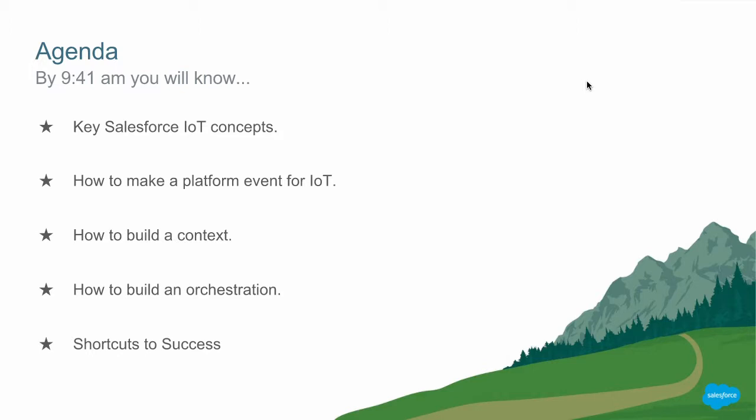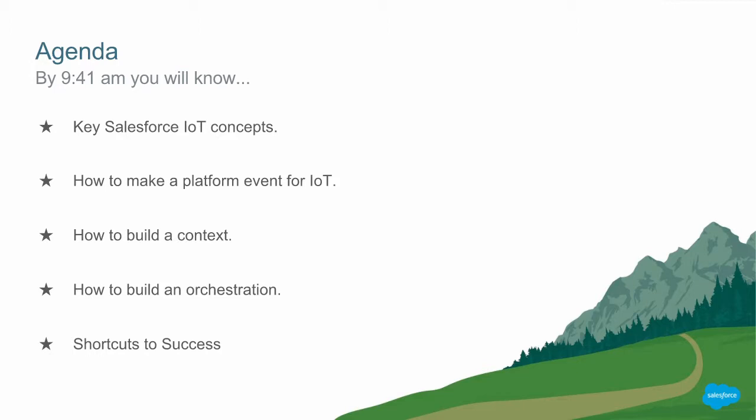So what we're going to do today is start out with some quick IoT concepts, give you a really fast overview. We'll keep the fluff down to a minimum, and then we're going to get hands-on with the live product. We're going to go through how to make platform events, if some of you have been attending the platform event keynotes. We're going to teach you how to do that, in case you haven't done it yet. And then we're going to jump into the new IoT product. We're going to build two IoT objects. One is called a context, and one is called an orchestration. And then finally, we're going to let you leave with a couple tips that are necessary for you to be successful as you start this journey into IoT.